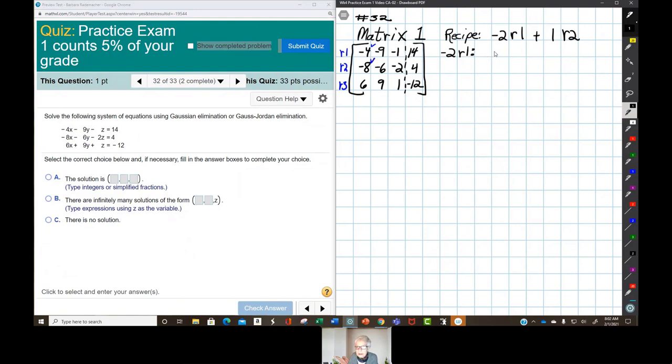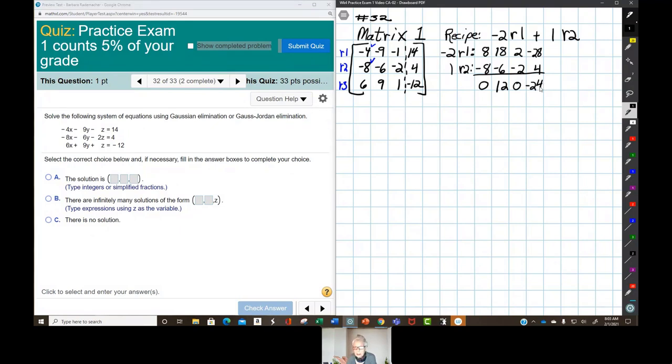Negative 2 times negative 4 is positive 8. Negative 2 times negative 9 is positive 18. Negative 2 times negative 1 is positive 2. And negative 2 times positive 14 is negative 28. And row 2, or 1 times row 2, is negative 8, negative 6, negative 2 and 4. And I add vertically. 8 plus negative 8 is 0. 18 plus negative 6 is 12. 2 plus negative 2 is 0. And negative 28 plus 4 is negative 24.